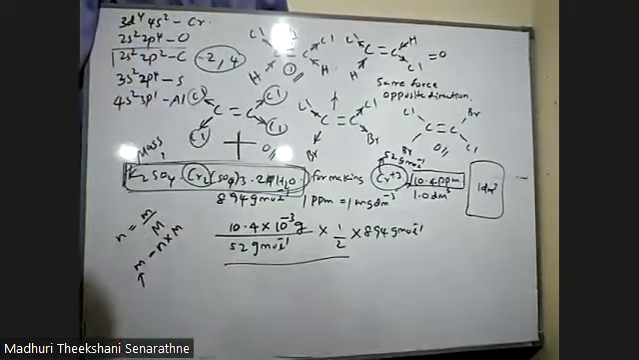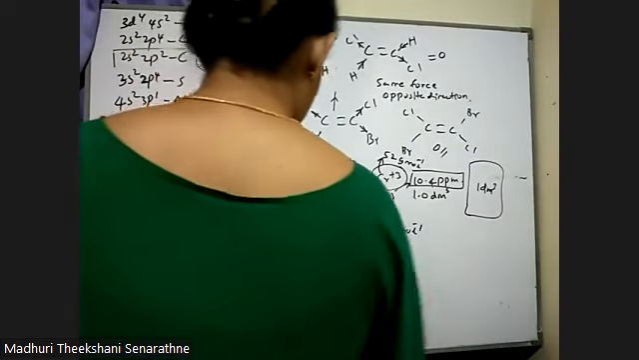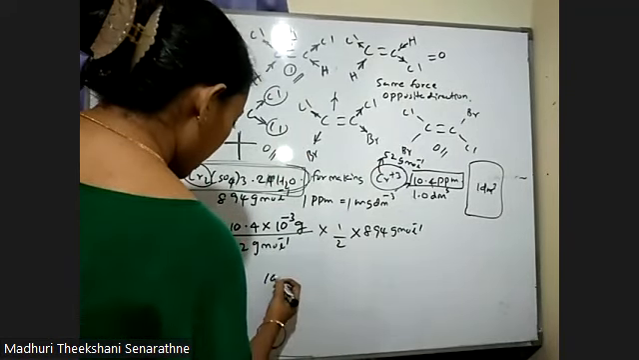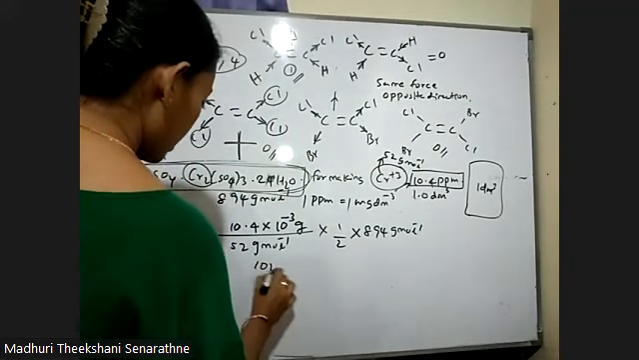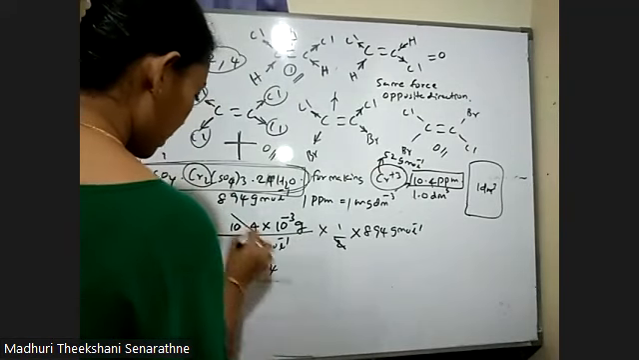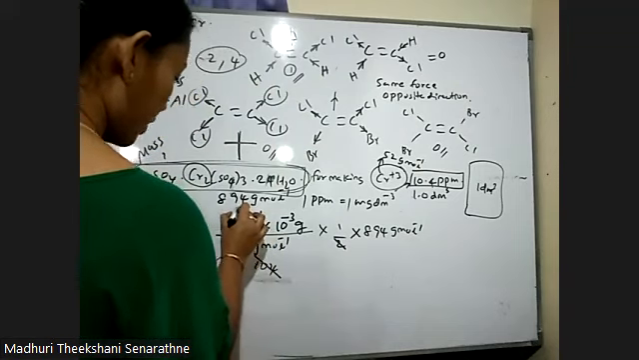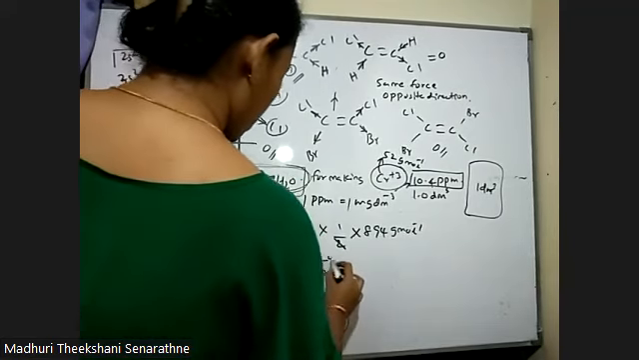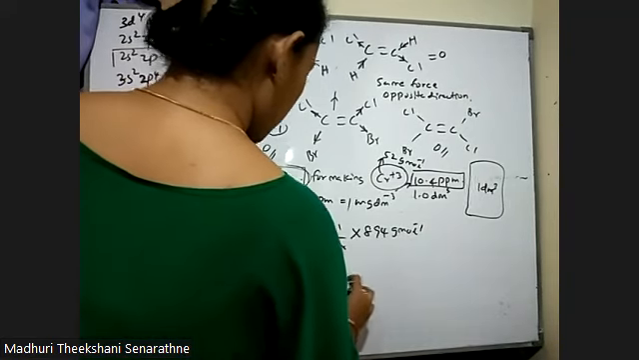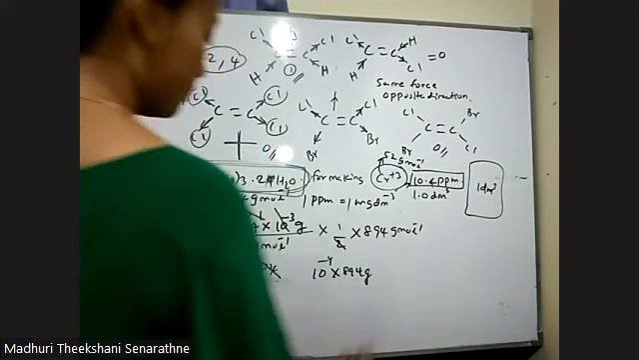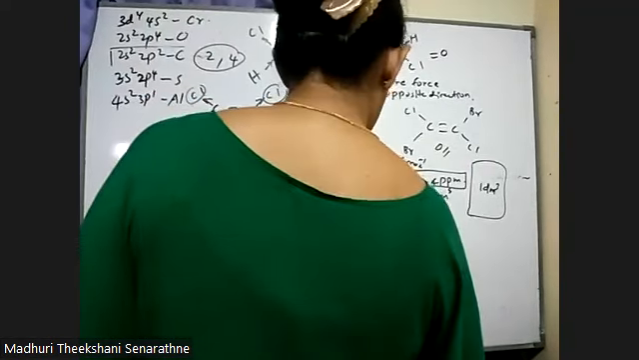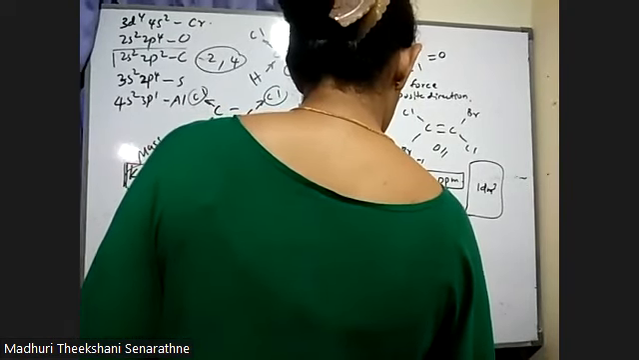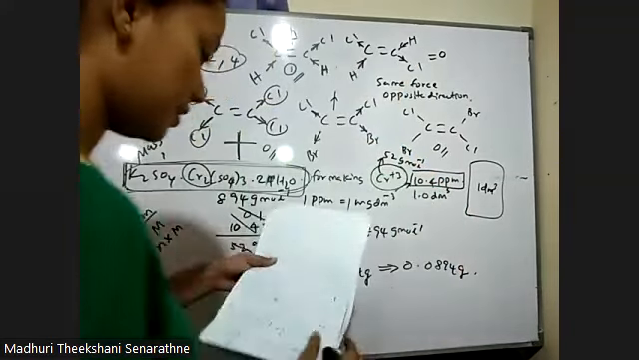This is the answer. How can we calculate it? 52 times 2 means 104. Then 0.1, 10 to the power minus 3, means 10 to the power minus 4, times 894 grams. Then we can calculate it as 0.0894 grams. There is no answer like that.